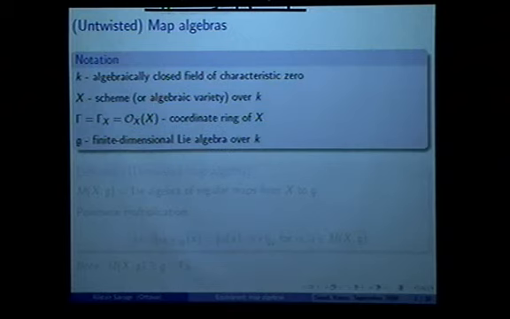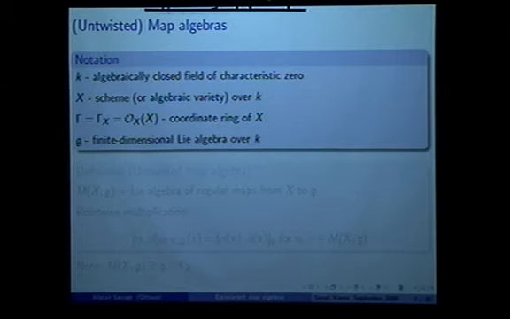First of all, I'll omit the word equivariant and just describe map algebras. All they are is the following. We pick some field K, algebraically closed of characteristic 0. We have a scheme X over this field, or you could just think of an algebraic variety if you're not so familiar with schemes. Most of the examples I'm going to give today are where X is a variety. Gamma will be the coordinate ring of this variety or scheme, and little g will be some finite dimensional Lie algebra over K. In a lot of the examples it'll be a simple or semi-simple Lie algebra, but it can really be any finite dimensional Lie algebra.